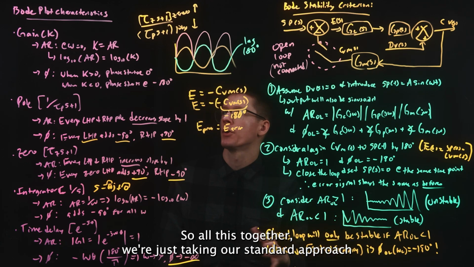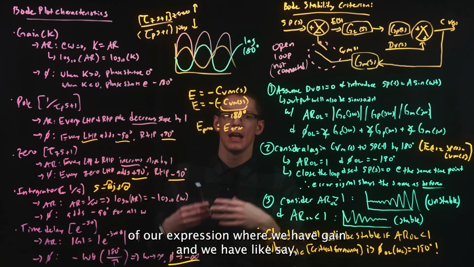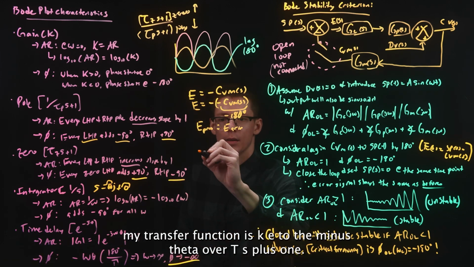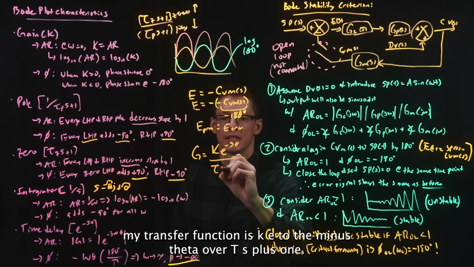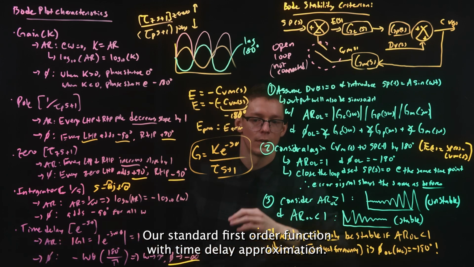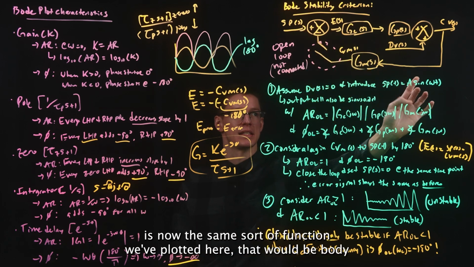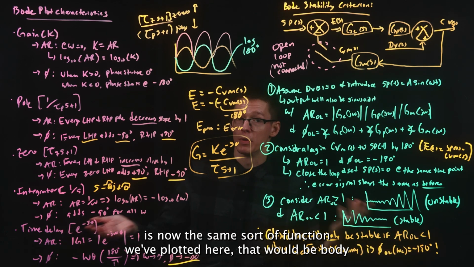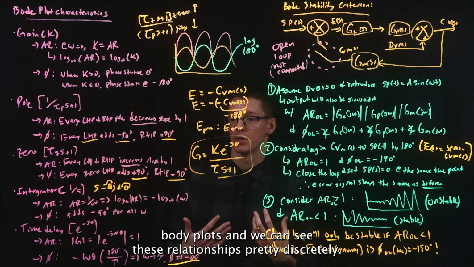So all these together, we're just taking our standard approach of our expression where we have gain, and say my transfer function is K e to the minus s theta over tau s plus 1, our standard first order function with time delay approximation. How does this influence our system if our set point input is now a sinusoidal function? We're plotting it out with Bode plots, and we can see these relationships pretty discretely.